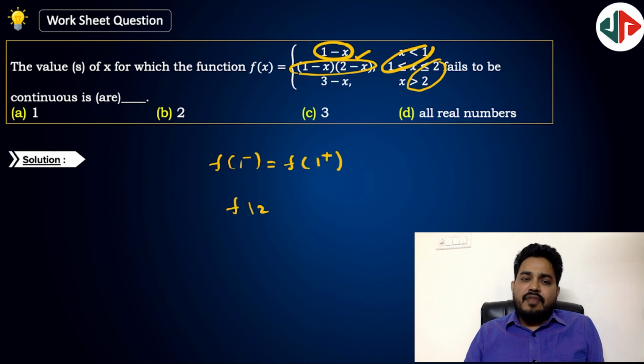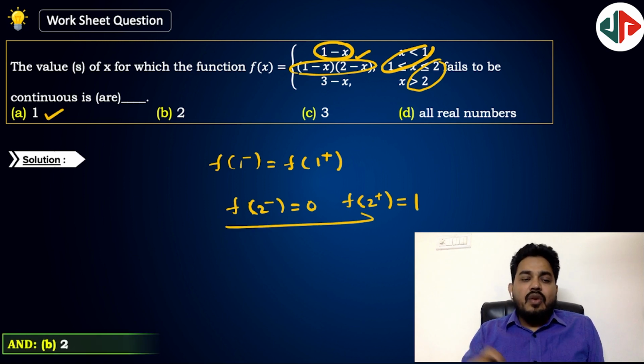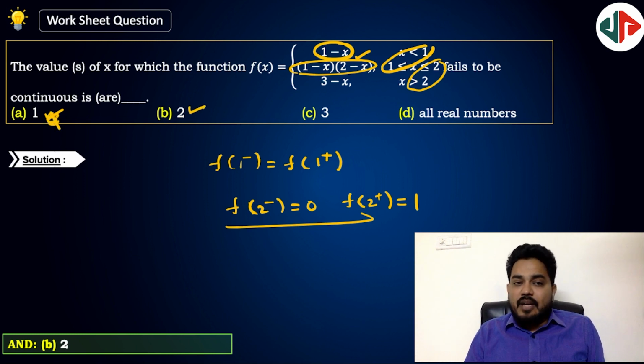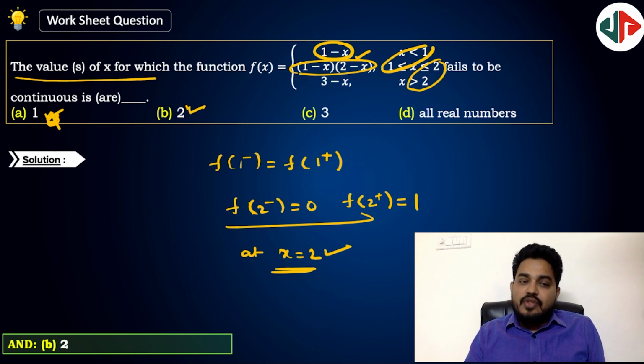Whereas f of 2 minus is equal to 0 and f of 2 plus is equal to 1. So it is discontinuous at one point. Okay, it's not 2. Okay, the values of x, yes, at x is equal to 2, discontinuous. Number of points are 1 point, but at x is equal to 2. At x is equal to 2, this is discontinuous. Okay, number of the values of x they are asking. So answer should be 2.